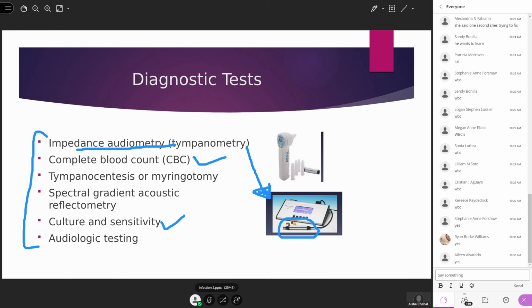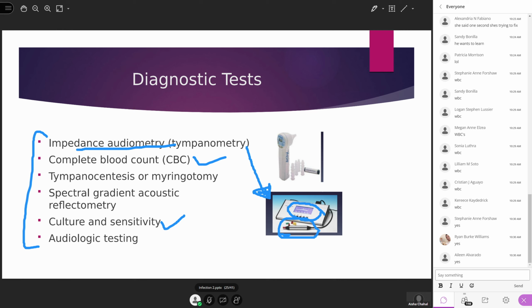So the impedance audiometry, this is the little device that goes in the ear. It's a very soft tip, as you can see the little red colored thing here. What happens is that they send the sound waves and it hits the tympanic membrane. And this device on this monitor checks how much sound waves are reflected back to the monitor. Okay, so it checks the compliance.